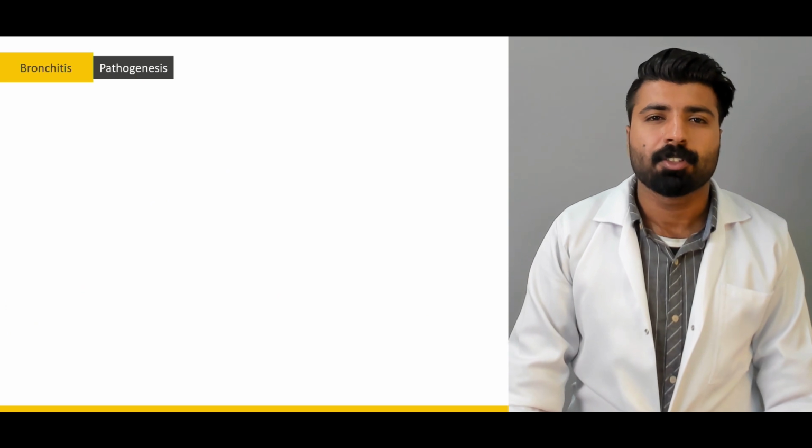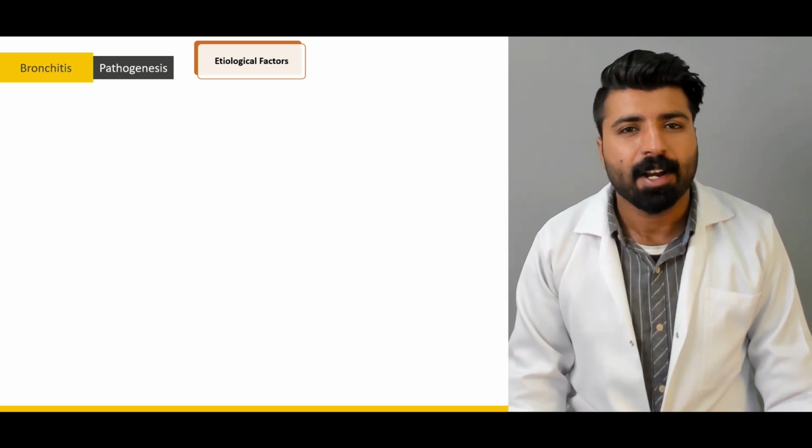Let's get on to the pathogenesis of bronchitis. First of all, we have to know the etiological factors which may lead to bronchitis. What are the precipitating factors? There's one very major precipitating factor for bronchitis. It's smoking. Smokers tend to have bronchitis once or twice in their lifetime. If they keep smoking 1 or 2 packs of cigarettes every day, they might get bronchitis.